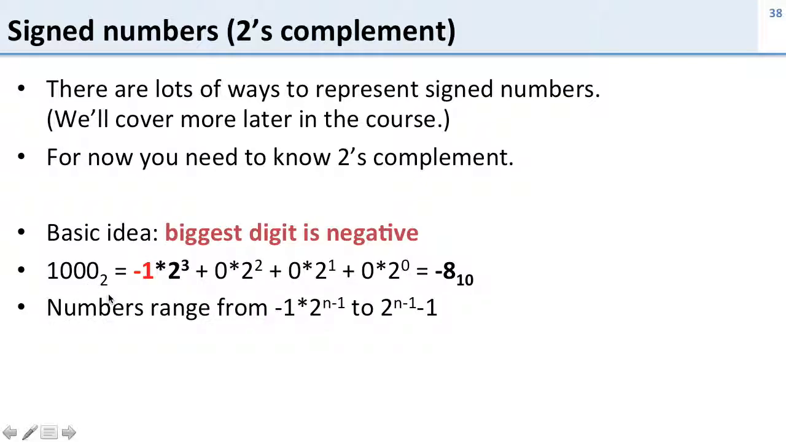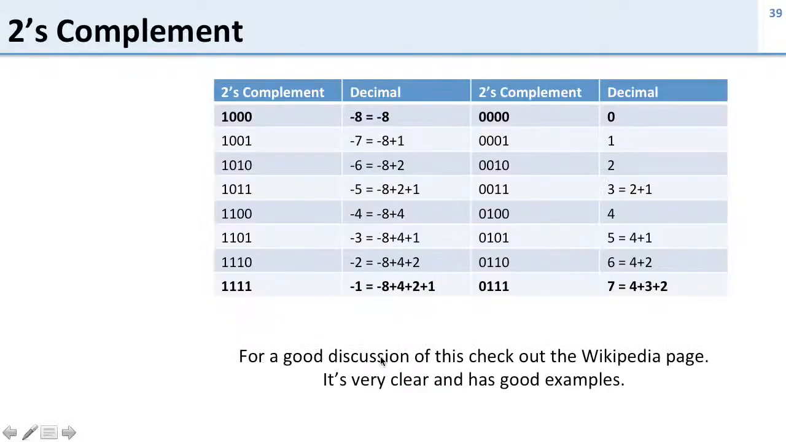1, or -7. So for 2's complement, the numbers range from -1 times 2 to the n minus 1, if you have just that digit set to 1, to 2 to the n minus 1 minus 1, which is when you get all the rest of them to be 1.